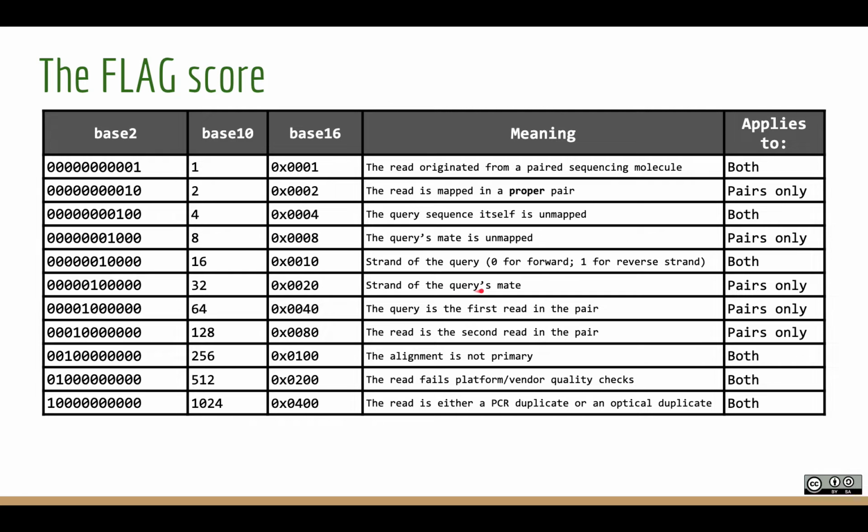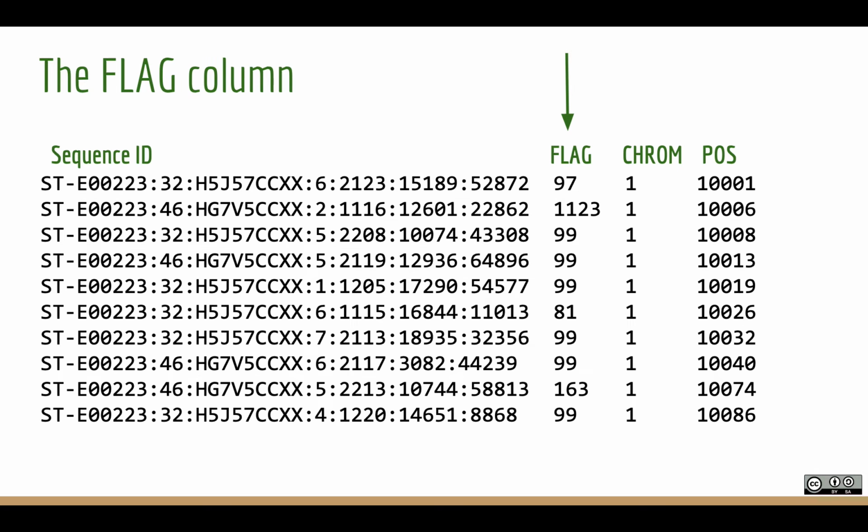What's the strand of the mate? If it's true, the mate is on the reverse strand. So these 2 bits are used to answer whether or not the read is in a proper pair, whether those 2 ends are pointing at one another. Okay, and so on and so forth. There are a lot of different questions answered in this one integer. So how do we go from the answers to all these questions to a number like 97?